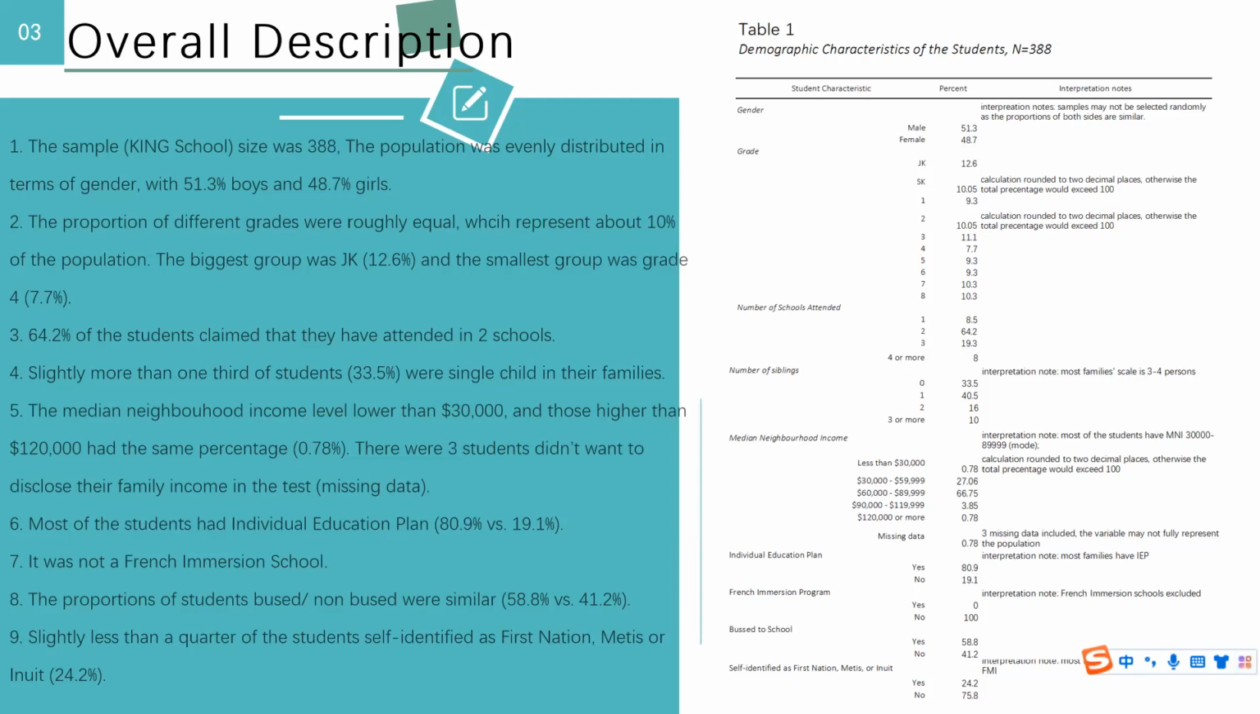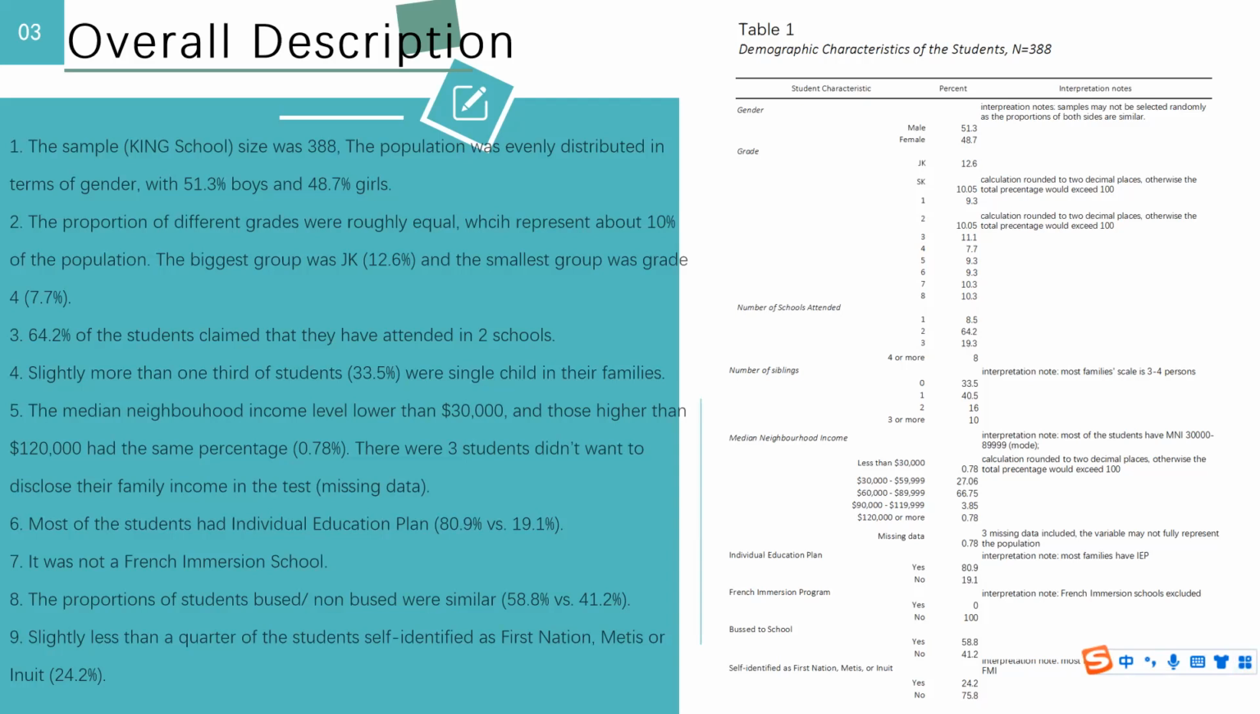The median neighborhood income levels lower than 30,000 Canadian dollars, and those higher than 120,000 Canadian dollars, have the same percentage, which means 0.78%. This means there are 3 students in total with their family income lower than 30,000 Canadian dollars, and another 3 students with their family income more than 120,000 Canadian dollars. There are 3 students who didn't want to disclose their family income in the testing, which is considered as missing data.